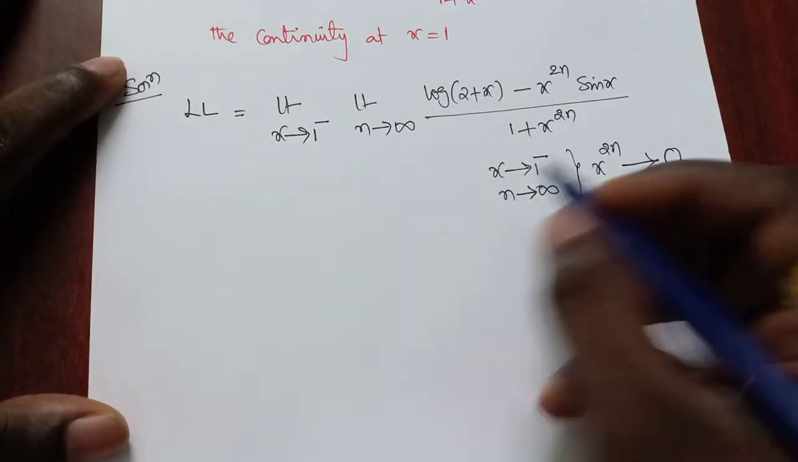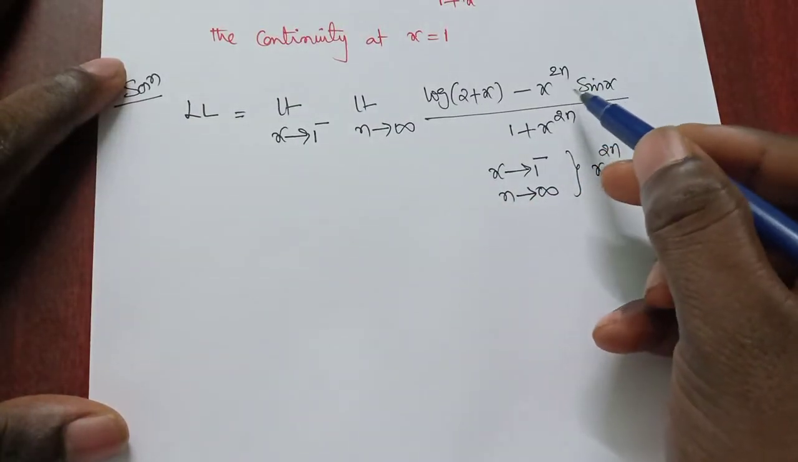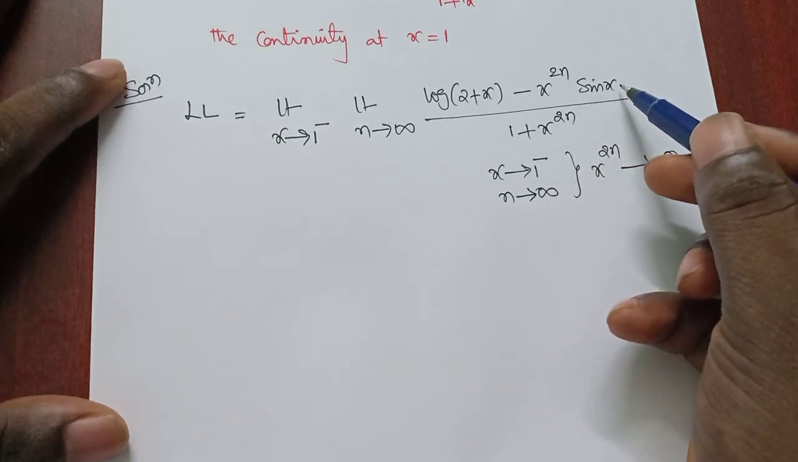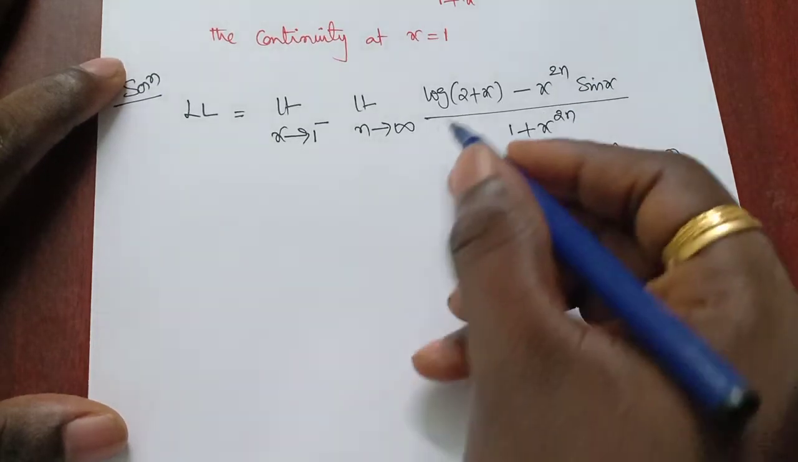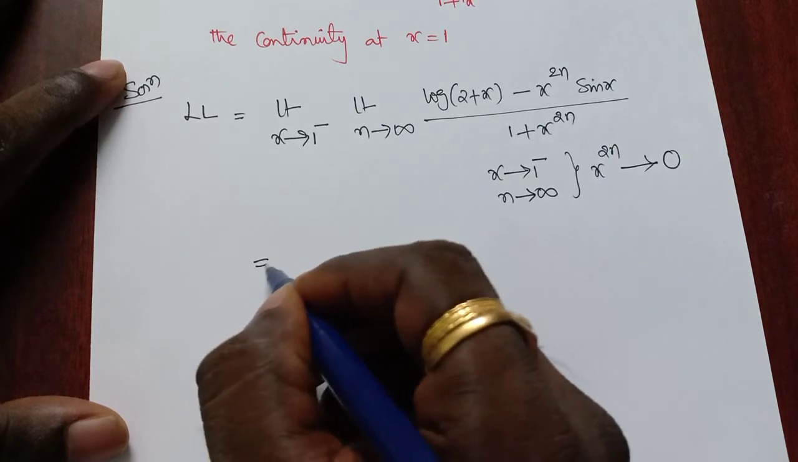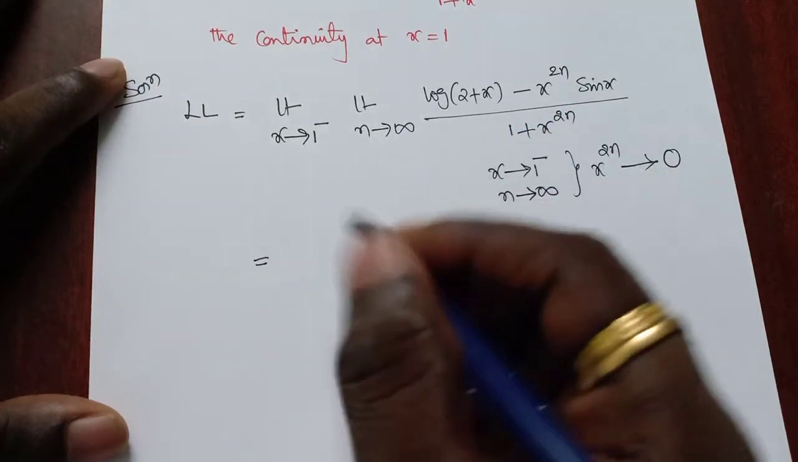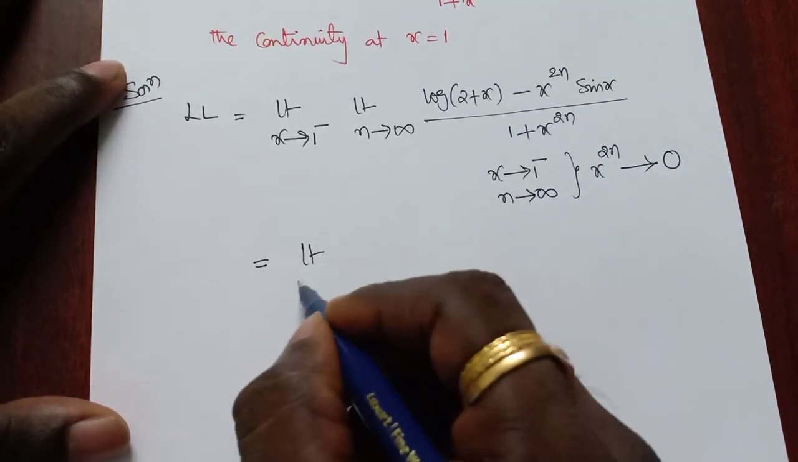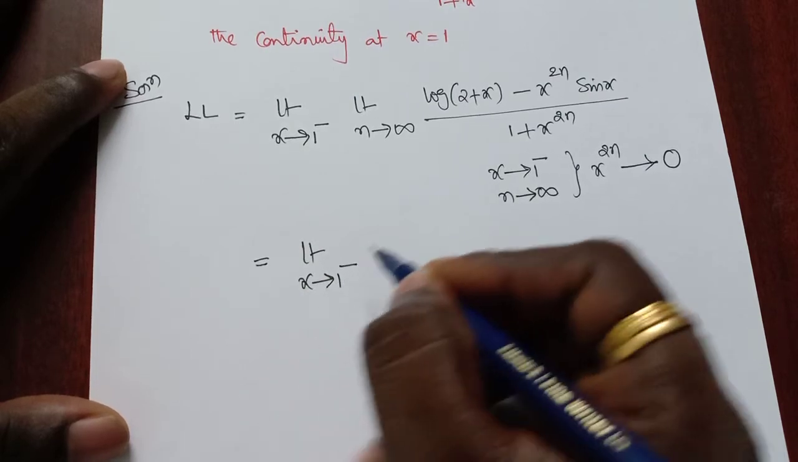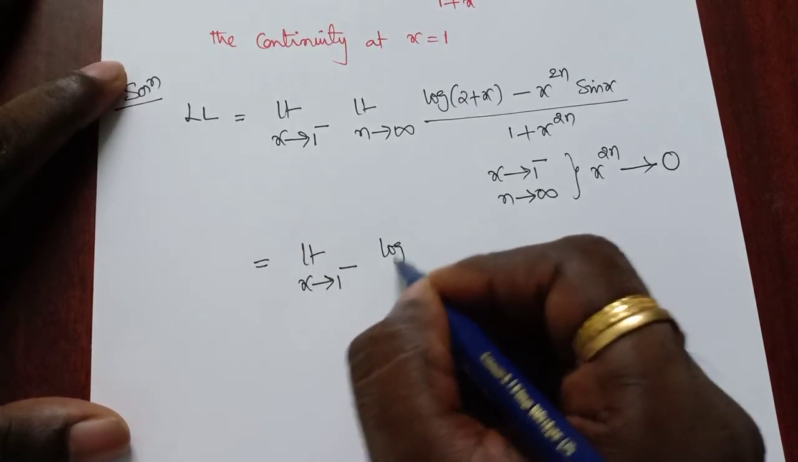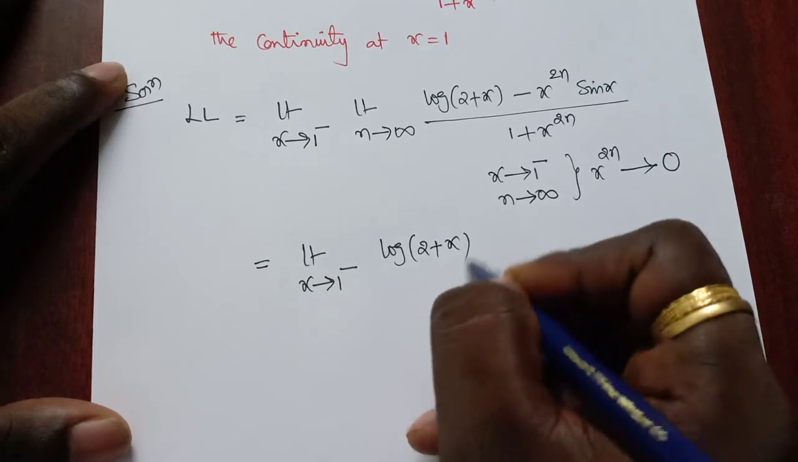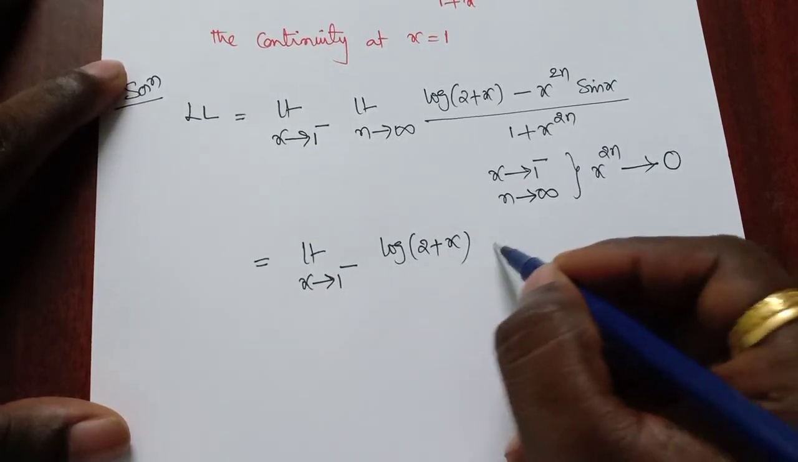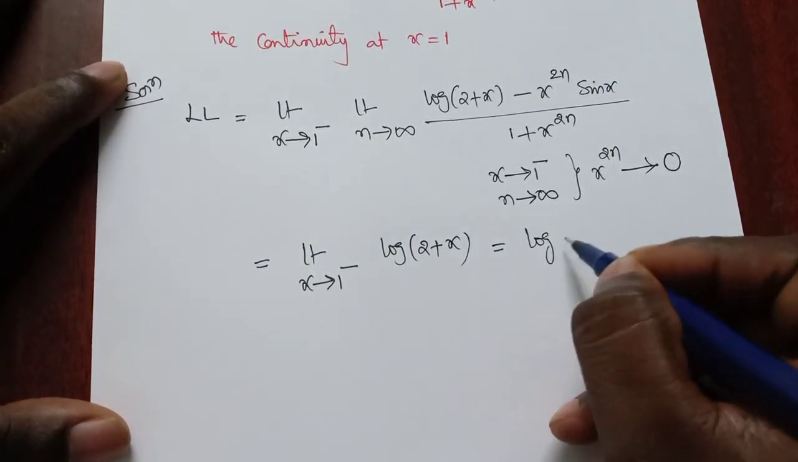Then x power 2n is 0, 0 times sin x is 0, and 1 plus 0. What will we get? What is the remainder? Log of 2 plus x. And finally we have limit x tends to 1 minus of log of 2 plus x. Now substitute 1 here, which gives log 3.